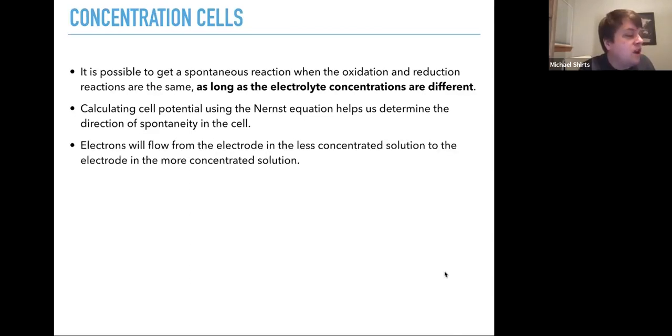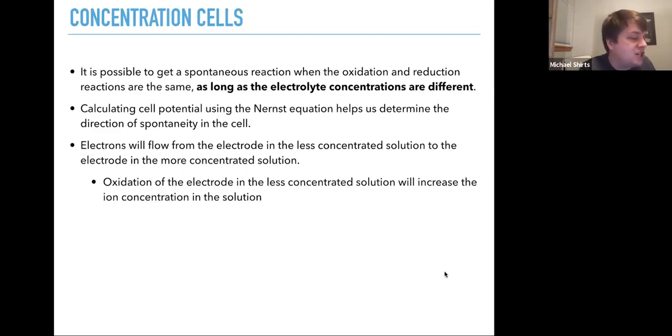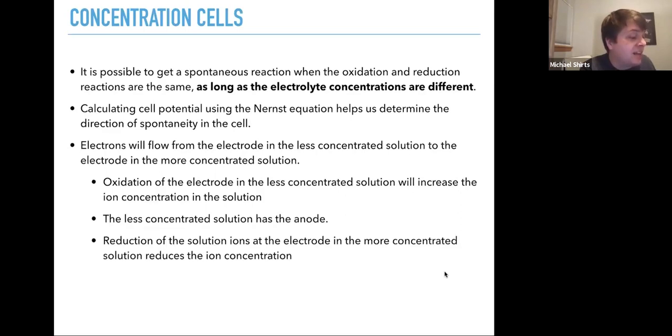So electrons will flow from the electrode in the less concentrated solution to the electrode in the more concentrated solution. Oxidation of the electrode in the less concentrated solution will increase the ion concentration of the solution. The less concentrated solution has the anode, and the reduction of the solution ion at the electrode in the more concentrated solution reduces the ion concentration. Therefore, the more concentrated solution has the cathode.